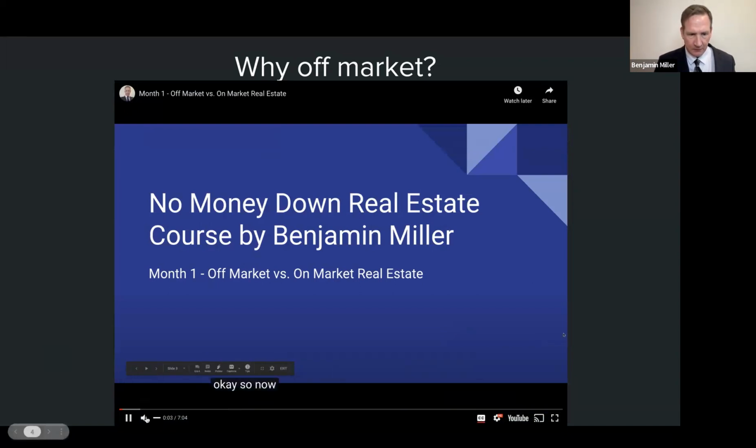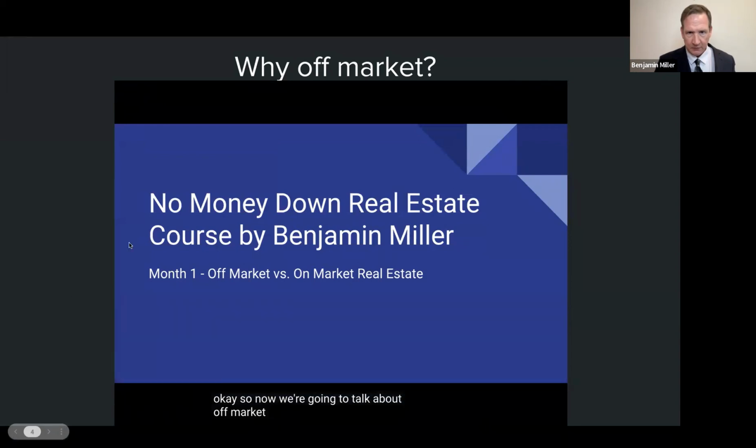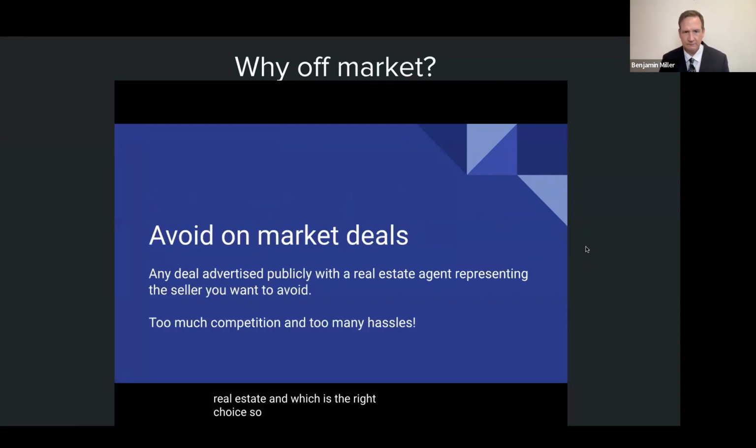Okay, so now we're going to talk about off-market real estate versus on-market real estate and which is the right choice. So you want to avoid on-market deals. So anything that you see that's advertised for sale publicly, maybe it's on the multiple listing service. Maybe there's a real estate agent that put a sign in the yard. Maybe if it's a commercial deal, it's on LoopNet advertised for sale. You want to avoid these things. You don't want to go near them.